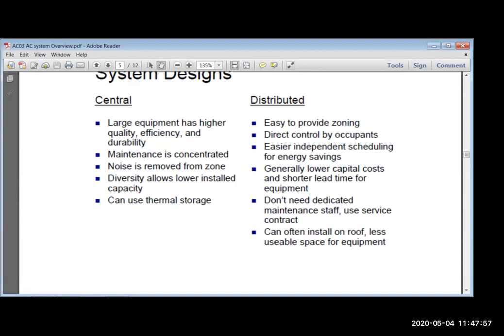Now, what about distributed systems, that is split systems and package systems, things like a window AC system? They are easy to provide zoning, with direct control by occupants, easier independent scheduling for energy saving, and generally lower capital cost. This is very important: capital cost is low and there is a shorter lead time for equipment. So you can easily go to the electronics market and buy a split system AC, window AC or something like that.